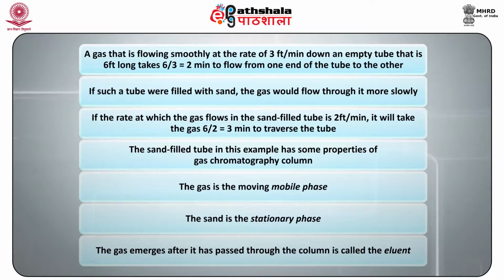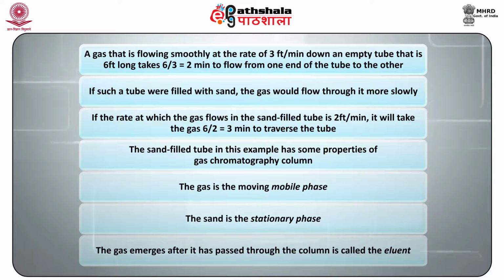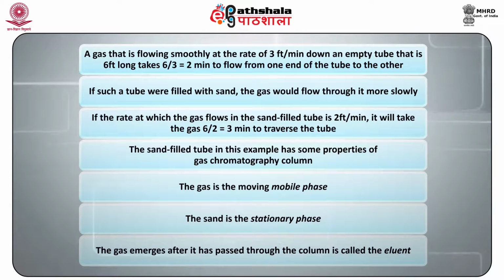A gas that is flowing smoothly at the rate of 3 feet per minute down an empty tube that is 6 feet long takes 6 by 3, which is 2 minutes, to flow from one end of the tube to the other. If such a tube were filled with sand, the gas would flow through it more slowly. If the rate at which the gas flows in the sand-filled tube is 2 feet per minute, it will take the gas 3 minutes to traverse the tube.